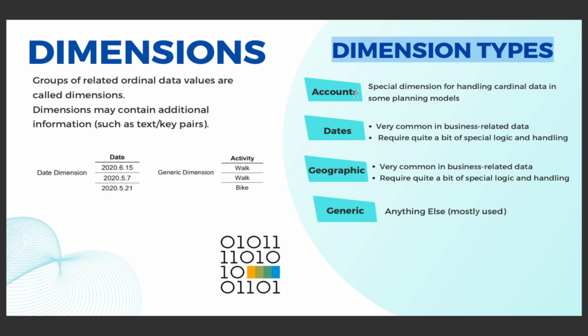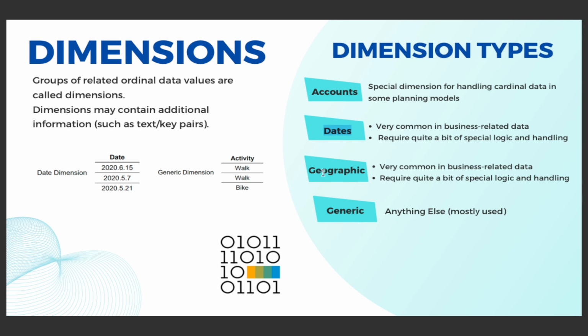We have account dimensions. The account dimension we mostly use in planning models. When we will be creating planning models, there we will be seeing how we use account dimensions. And the date dimensions, like by the name we can specify, it is only used for the date column. So what will be our date? It will be stored in these dimensions. Here in the picture I have shown you date dimensions. This is 2020, 6th month and 15th date.